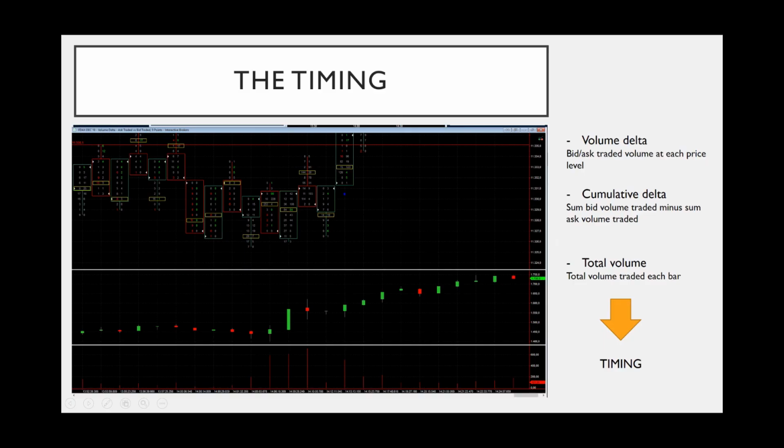Once I have identified a trading idea, I look for the correct timing to execute it on the market. To do this, I use specific tools to analyze the volumes traded on the market: the delta volume, cumulative delta, and the total volume traded.